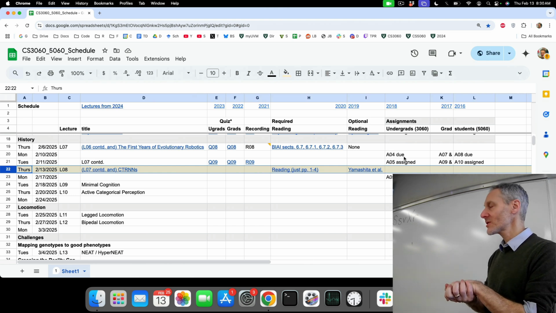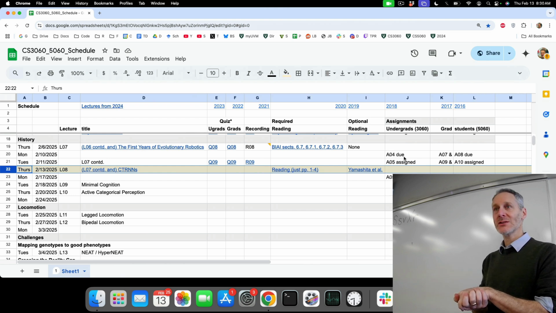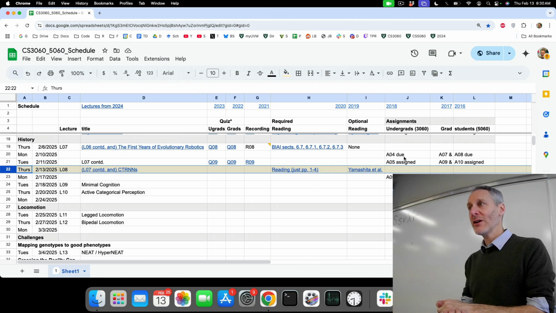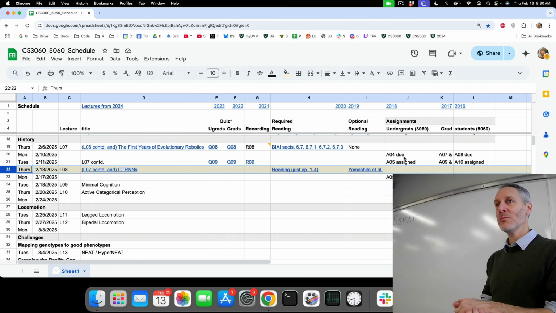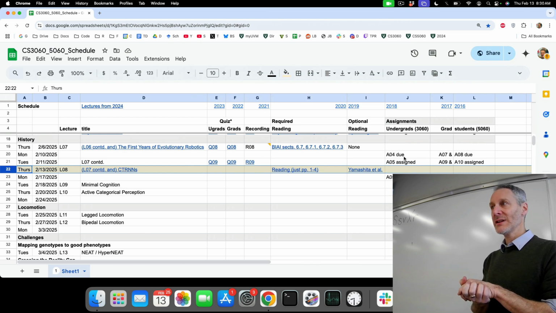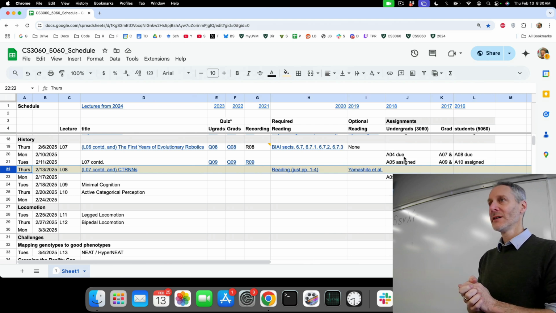Couple housekeeping notes. Today, after class, I am driving down to Boston. The AAAS, which is the American Association for the Advancement of Science, is having their annual meeting. I will attempt to drive down there and participate today and tomorrow, which means that I will not upload the recording for today's lecture until about mid-afternoon, and the same thing with the quizzes. So they'll be a couple hours later today, and then I'll be back in time for class next Tuesday. Okay, that's what's happening with me.